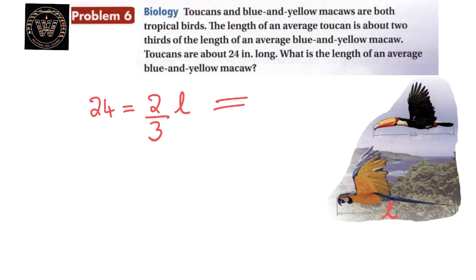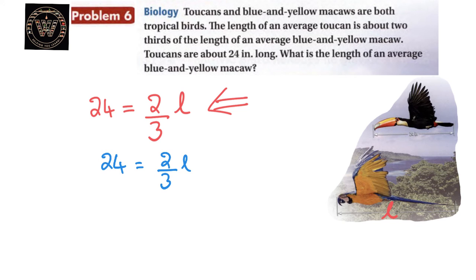Now this has become an equation. We have modeled the whole word problem into an equation. Now it becomes pretty simple to find the length L. Observe, it's been multiplied by the fraction 2/3. How will you remove a fraction? We will multiply both sides with the reciprocal of 2/3, and that is 3/2. So our equation is 24 = 2/3 L.